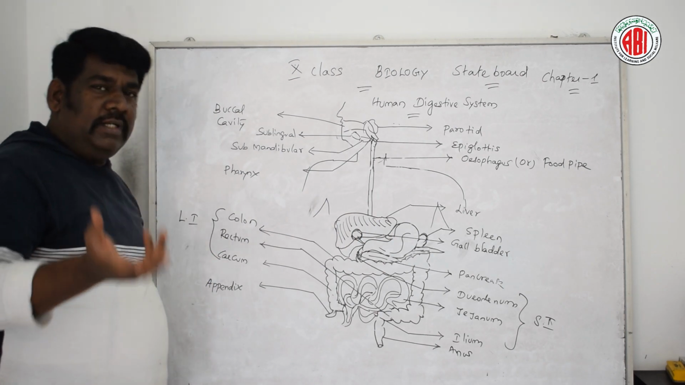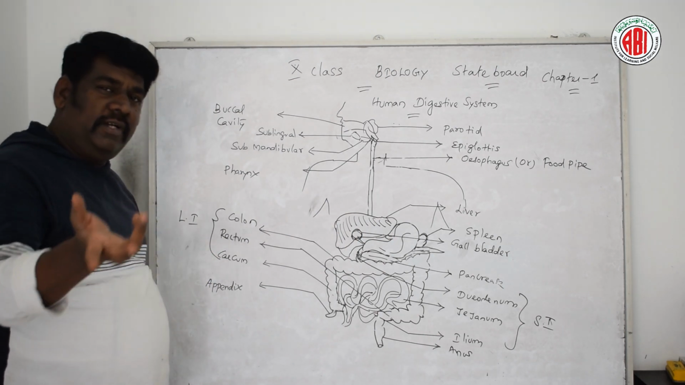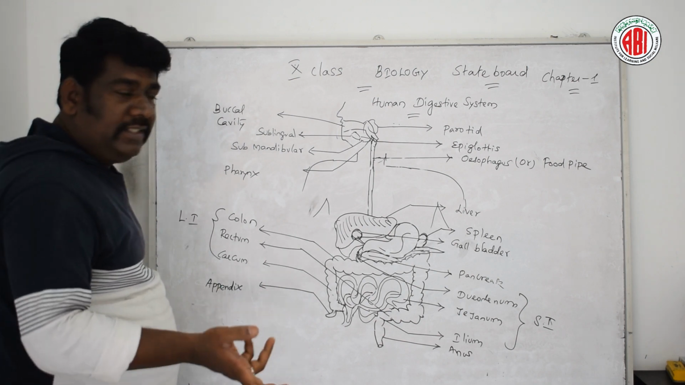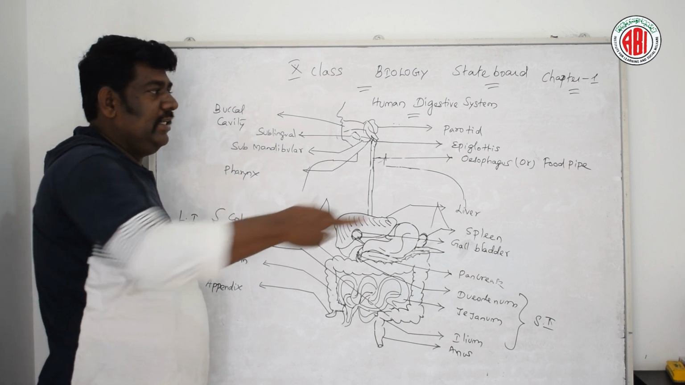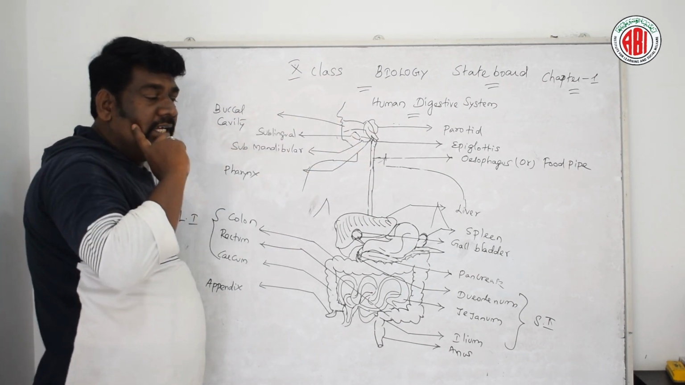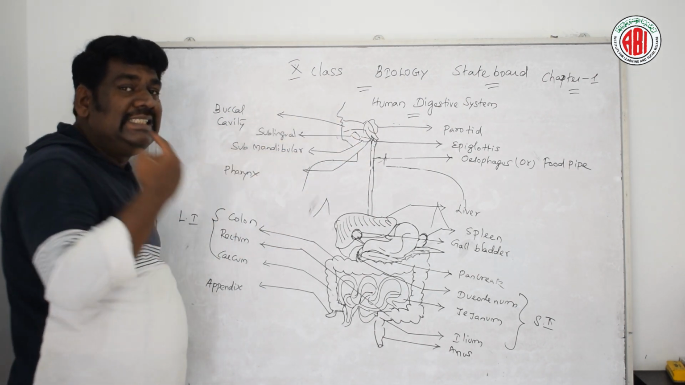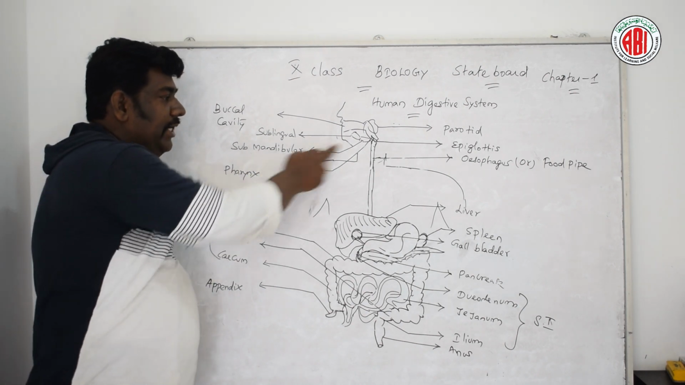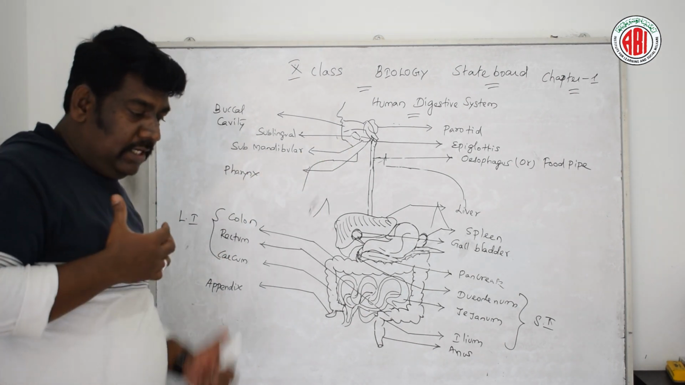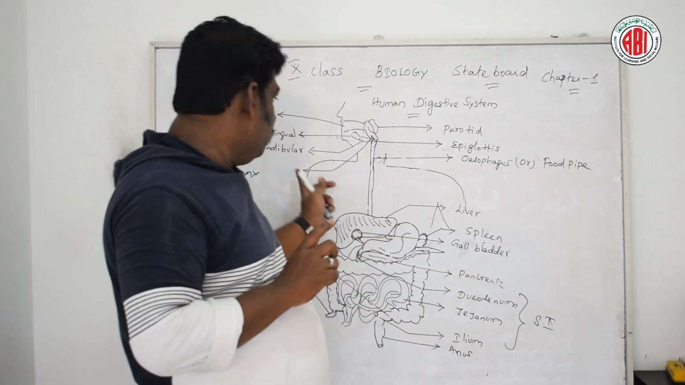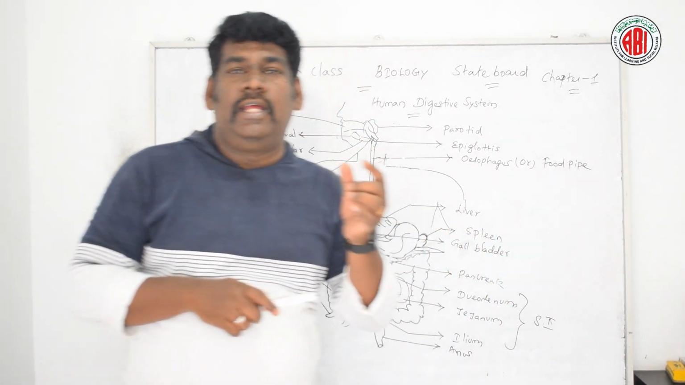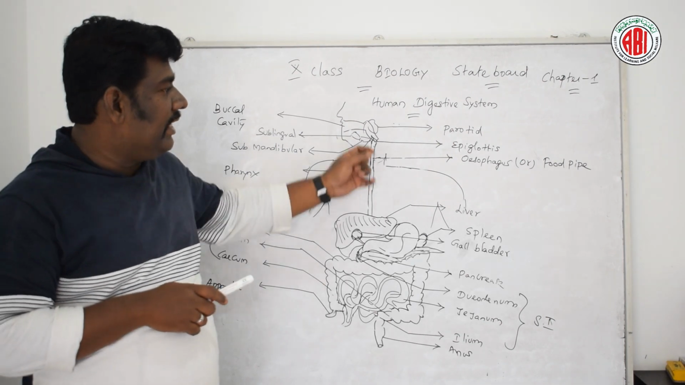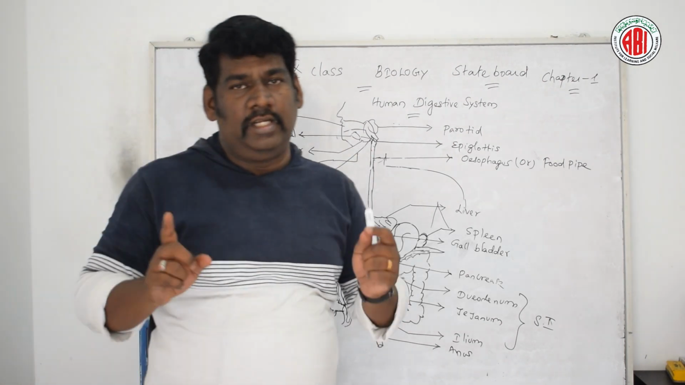If you want to write more, some more additional labeling, write about the salivary gland. 3 types of salivary glands are there: parotid gland this side, and sublingual just below the tongue, and submandibular just below the tongue and the cheek side. So both all are there. So these are the different labelings of human digestive system and the most important question.